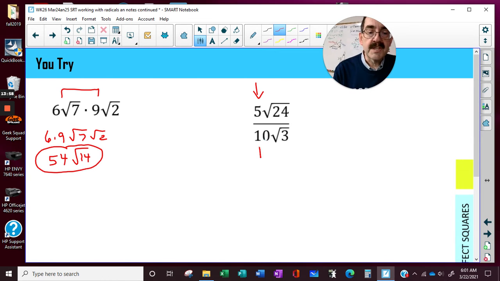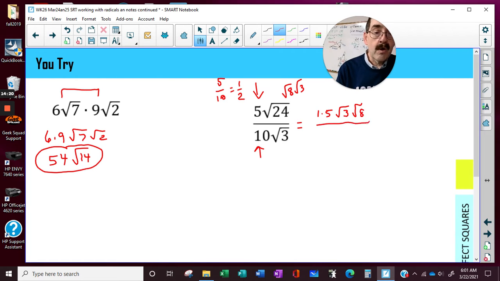First thing we do is the outside. 5 over 10 is nothing more than 1 over 2. Square root of 24 is the square root of 8. Square root of 3. 3's cancel. Let's just write it out. 1 times 5, radical 3, radical 8, all over 2 times 5, radical 3. 5 divided by 5 is 1. Radical 3 divided by radical 3 is 1. Final answer.